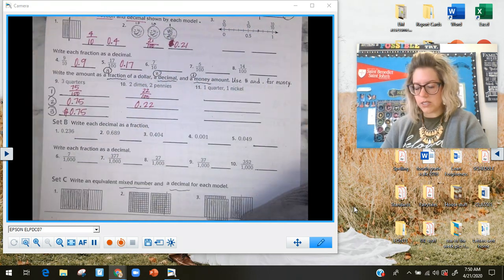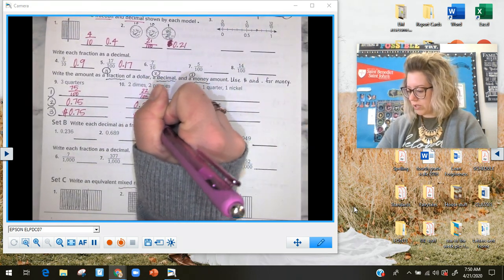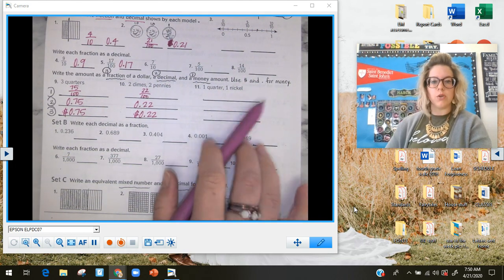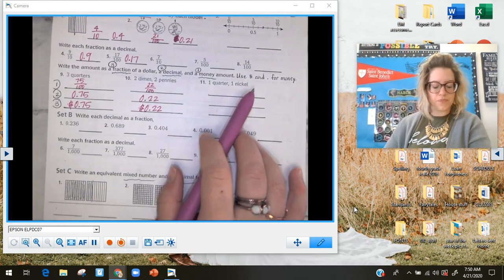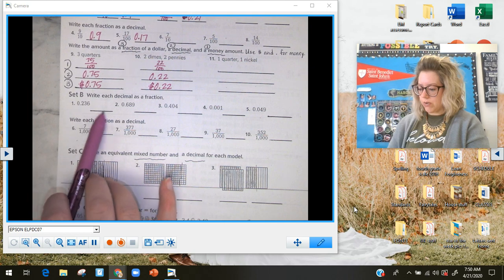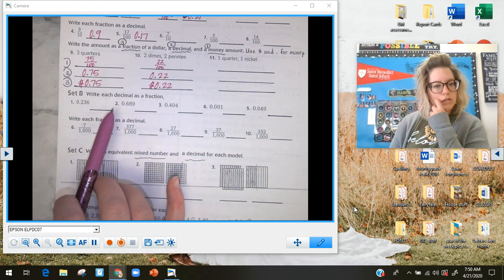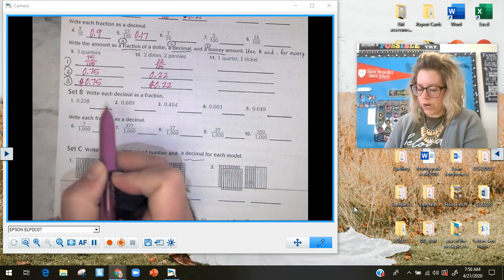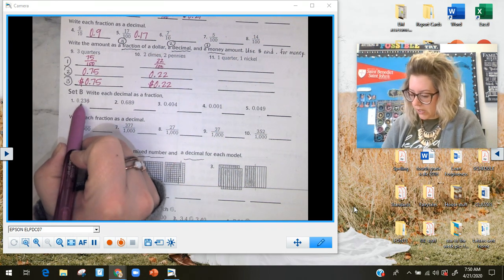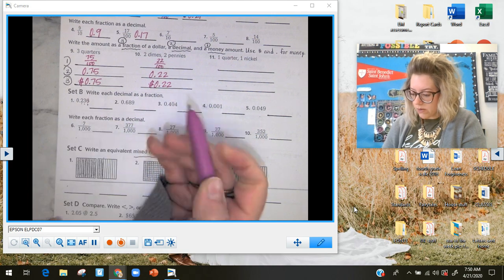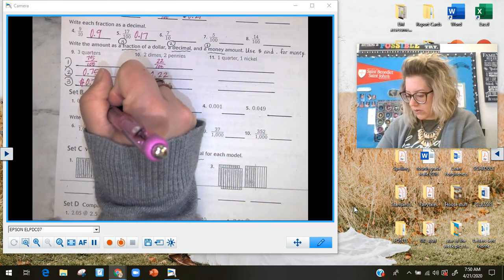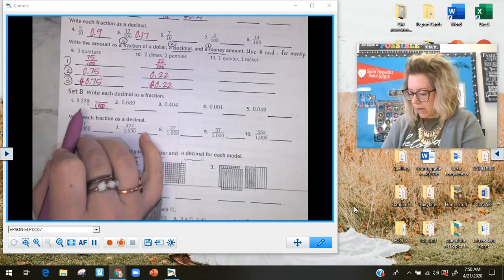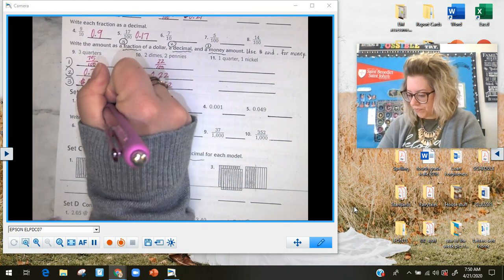0.22 for a decimal, and then dollar sign 0.22 for 22 cents. You can do this one on your own. Okay. This one, you need to write each decimal as a fraction. So we have to check to see where our last digit falls. What place value? Tenths, hundredths, thousandths. So I know my bottom number has to be 1,000. And then I just write my top number, 236.